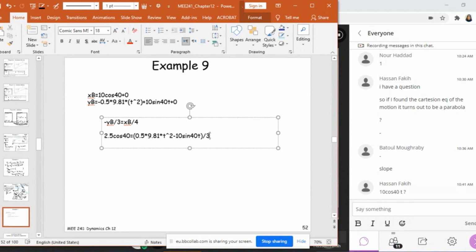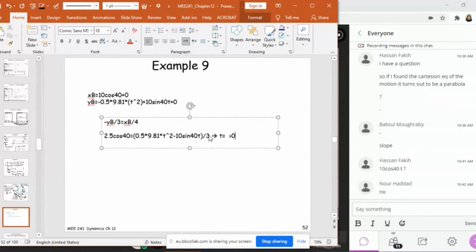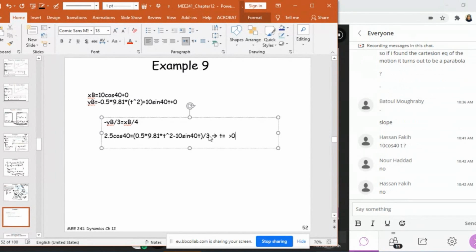Okay, so now, guys, I can find t. Okay? Do you have any question? So I can find t. T is equal, and of course, guys, you have to choose the positive non-zero root. Right? So guys, do you have any question? Is it clear how I did it?